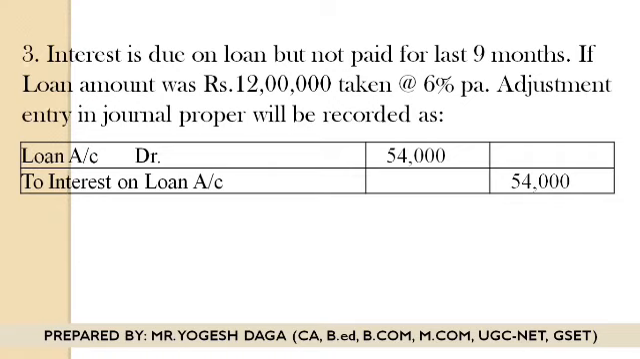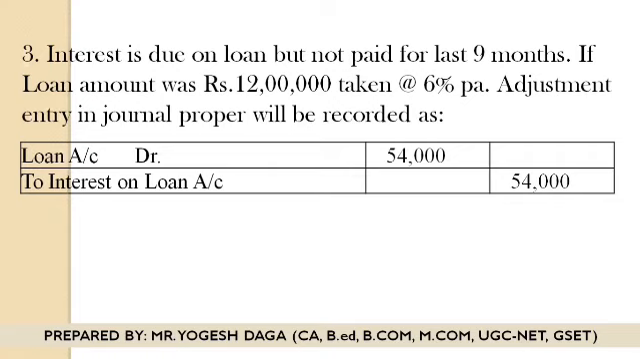The loan amount was 12 lakh rupees which has been taken at a rate of 6% per annum. So the adjustment entry in the general proper will be recorded as this general entry they have recorded. So you are required to guess whether it is right or wrong. Now you know that interest which is due but not yet paid is known as outstanding interest.